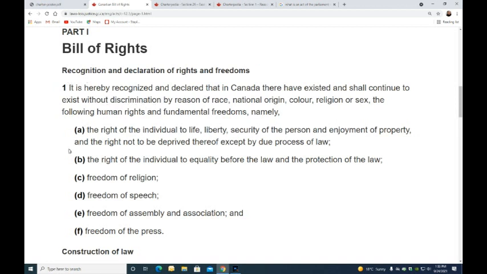Without discrimination, 1B. Without discrimination, 1C. All the way through. That's how this reads out. So keep that in mind. So A, without discrimination, for the right of the individual to life. That is a huge word. It's not just that you exist, to your life.